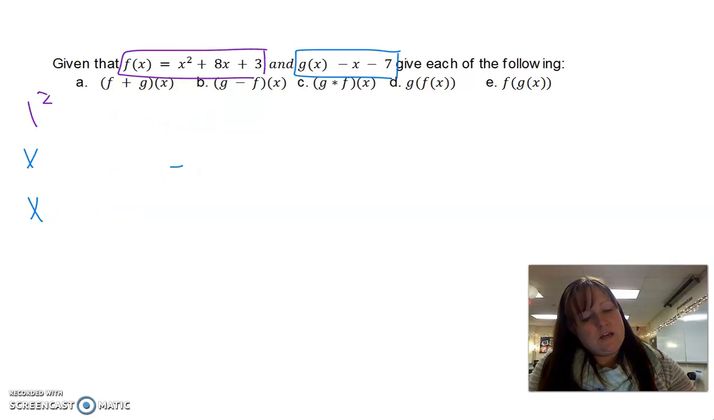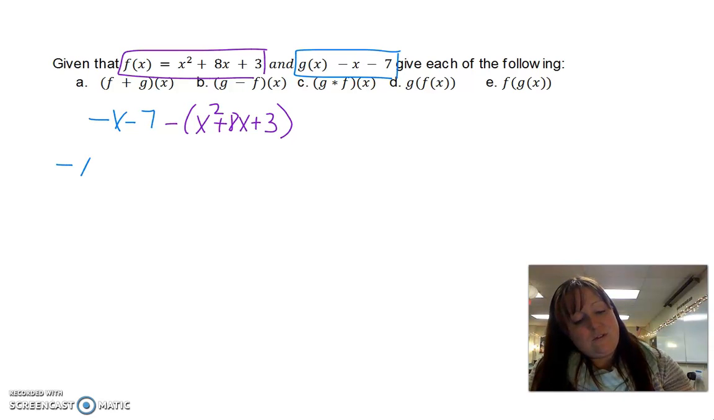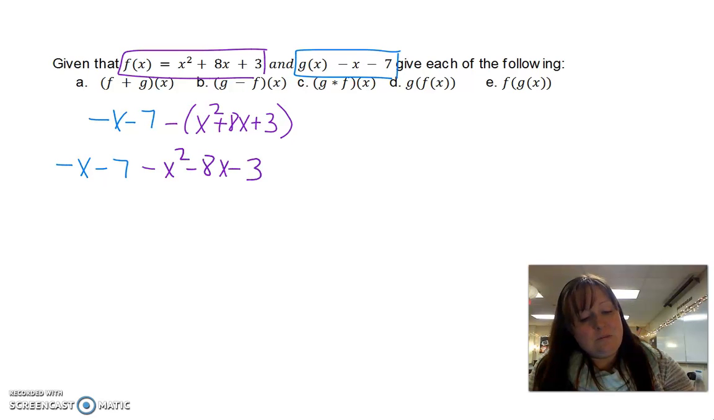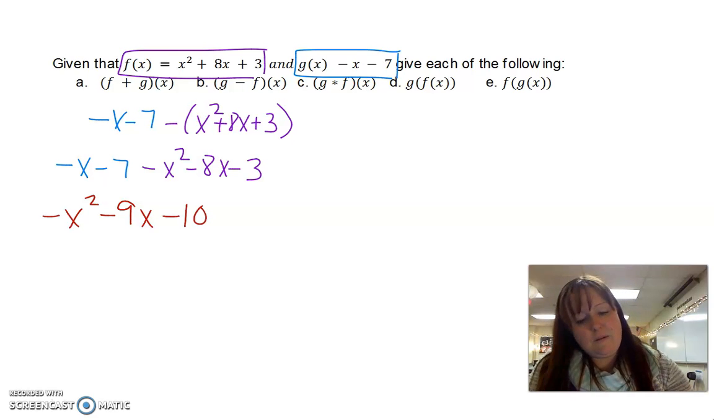Okay, our next one is g minus f. So g is negative x minus 7. And we're going to subtract all of f, right? We're going to subtract everything inside of f. So we have negative x minus 7 minus x squared minus 8x minus 3, because we're subtracting everything in f. So in the end, negative x and negative 8x, we'll do negative x squared minus 9x minus 10. Just combining things that are the same.